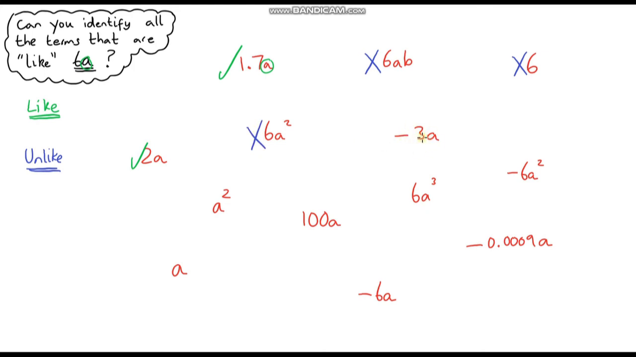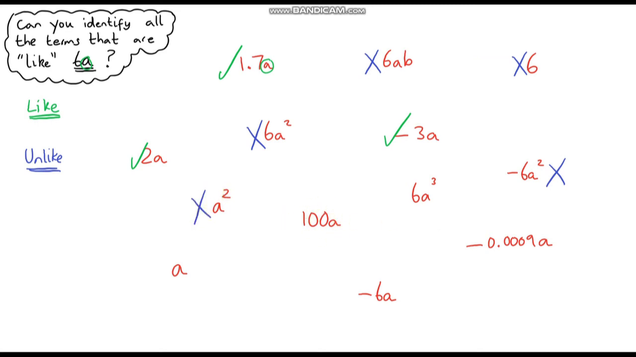Here we've got minus 3a. And again, the variable is the same. So these are like terms. And again, we could think about it as 6 apples take away 3 apples. We're now left with 3 apples, so we can add them together. Let's now go on to this one over here. So again, we've got a squared, so they are unlike because the variables have different indices. And the same here, we've got different indices, so they are unlike.